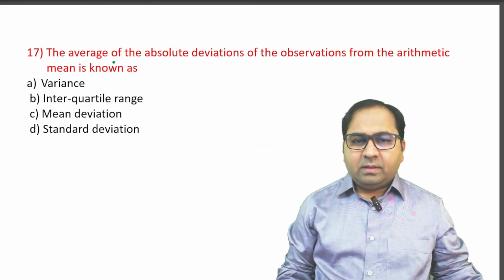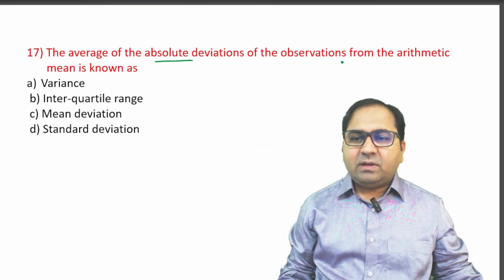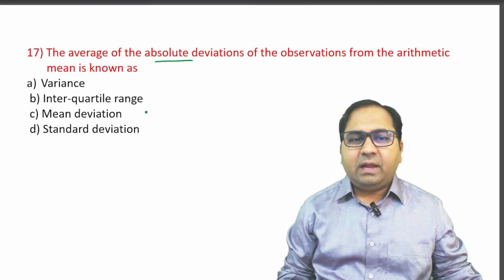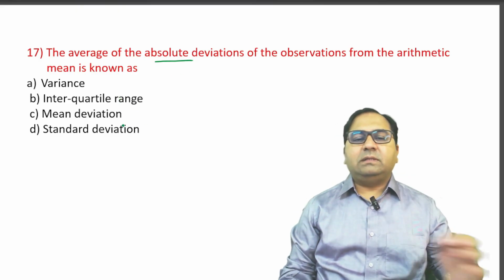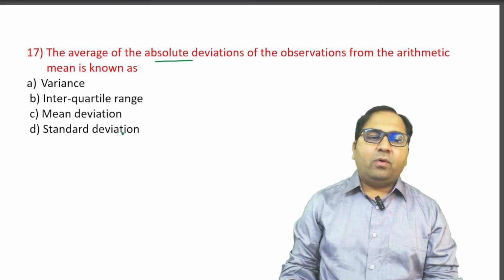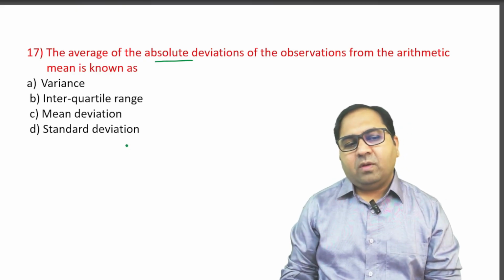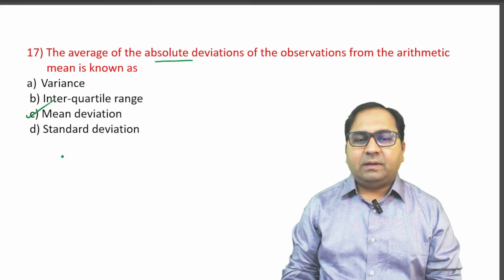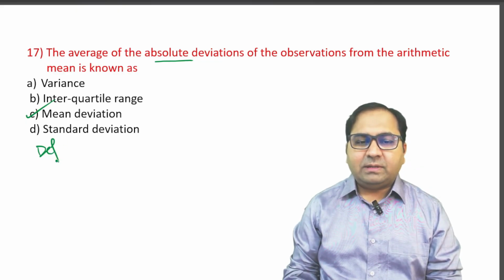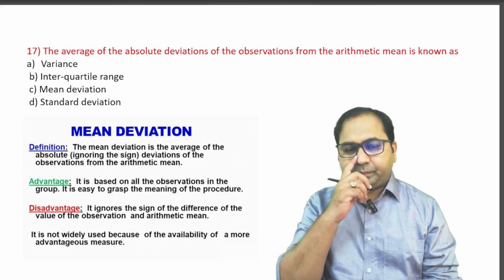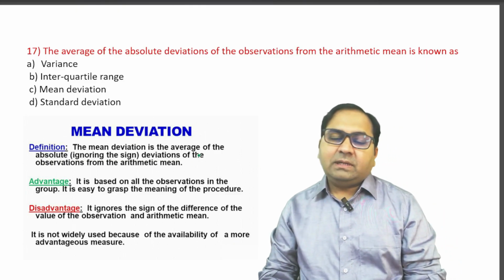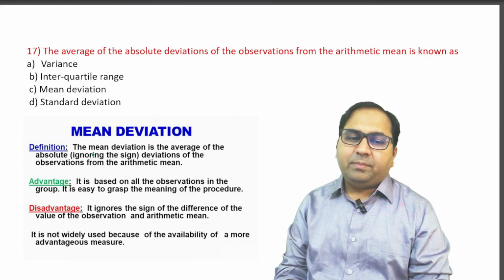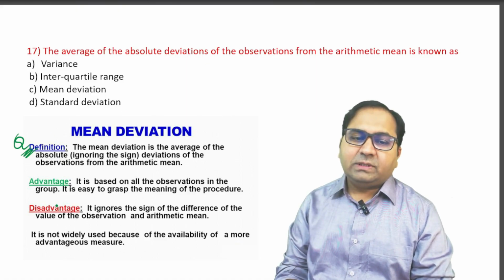Next question. The average of the absolute deviations of observations from the arithmetic mean is known as what? The options are A, variance, B, interquartile range, C, mean deviation, or D, standard deviation. The answer is C, mean deviation. It is the definition of mean deviation: the mean deviation is the average of absolute deviations of the observations from the arithmetic mean. So this was the question.